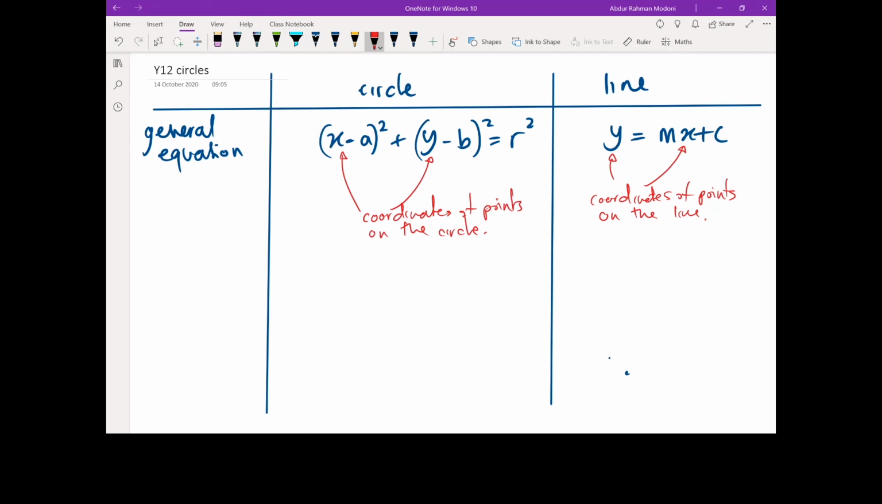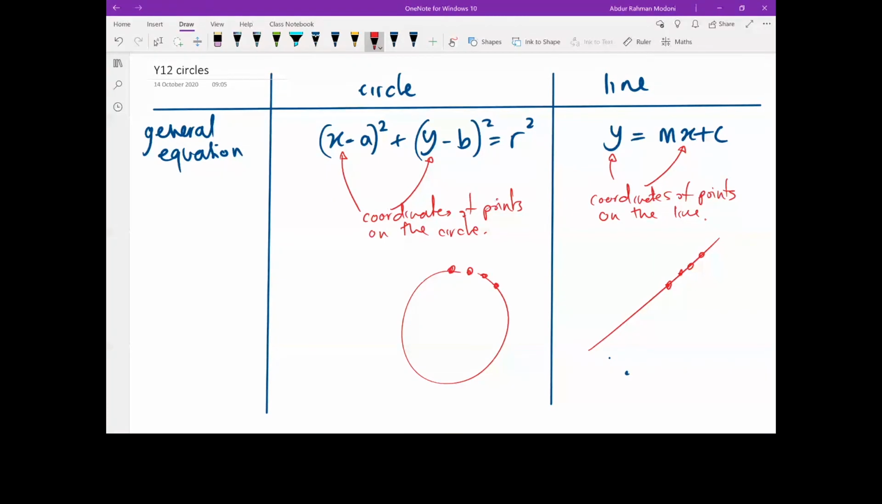So they are our variables. They will vary. x and y vary for different points on the circle. If you imagine drawing a circle, you've got an infinite number of coordinates, so you can have an infinite number of x and y values. Likewise, for the straight line, we can have an infinite number of x, y coordinates. So they are varying all the time, depending on the point that we're in. So they are our variables.